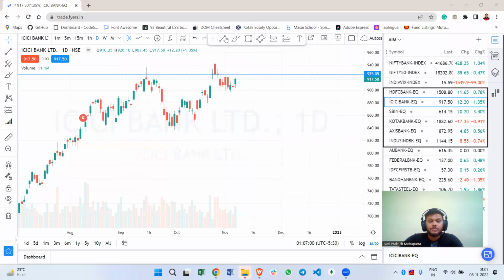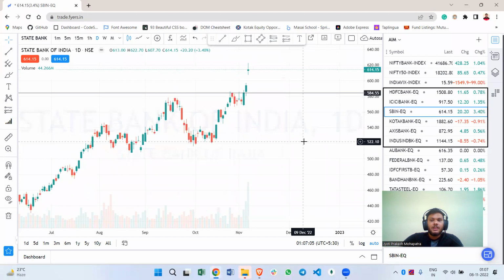But for now, if it opens flat or opens gap up, then you can expect some good buying pressure here. Now let's look into SBI Bank.